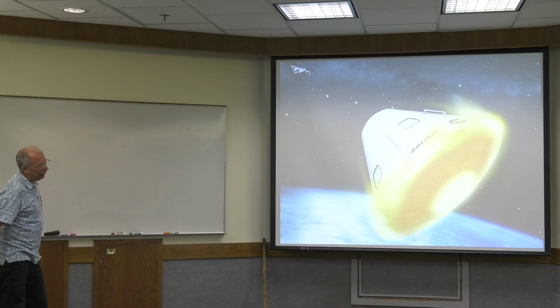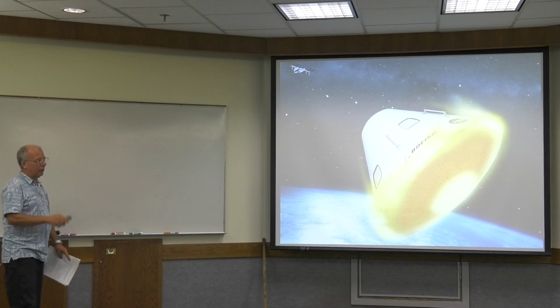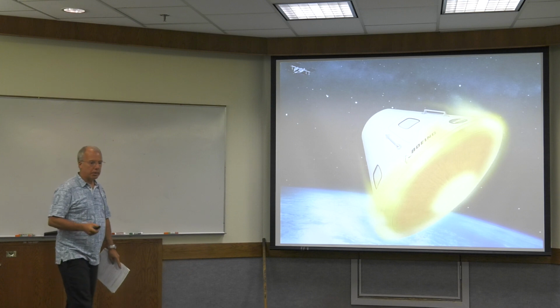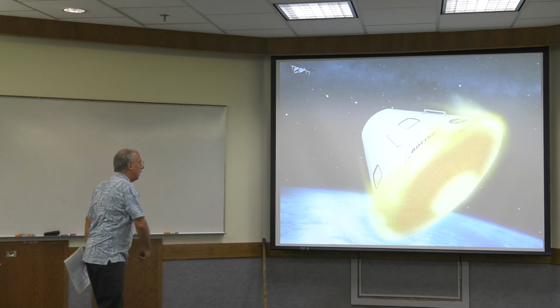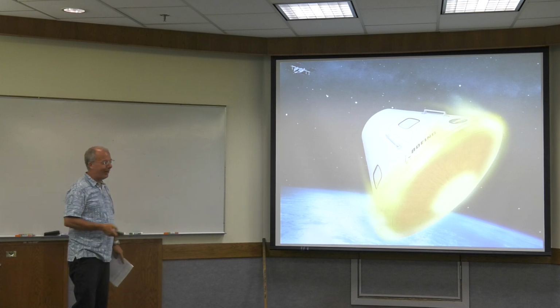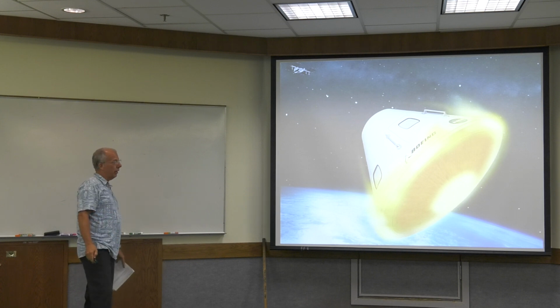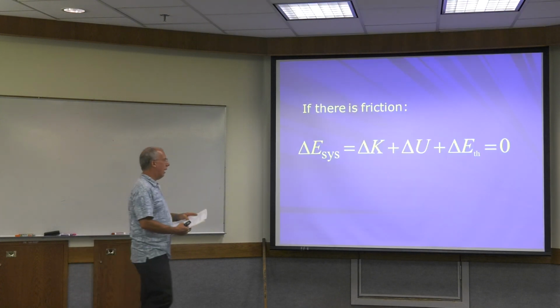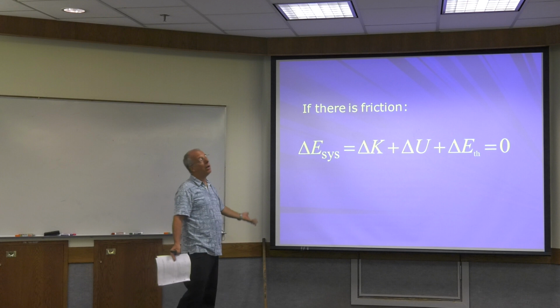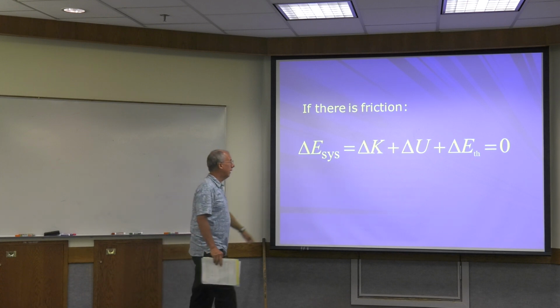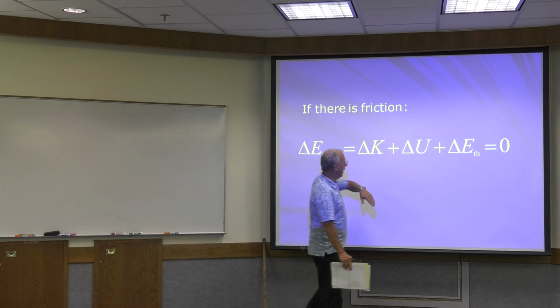Okay, so now we're making life really complicated. We used to have the change in energy of a system was delta K plus delta U, but now we're messing things up because we're including friction. So we have thermal energy. Now our equation gets even more complicated, but it's not so bad. So delta E sys equals delta K plus delta U.